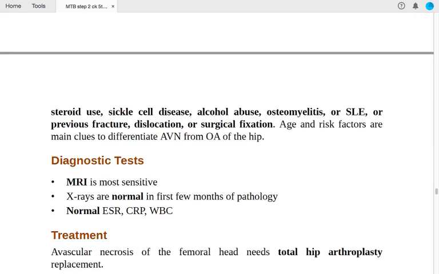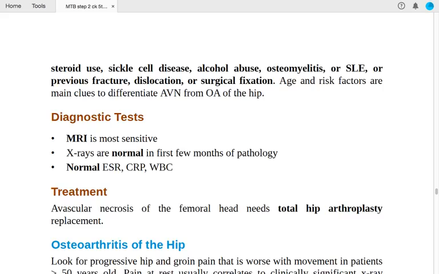Now for the diagnostic testing, we'll go for the MRI. MRI is considered to be the most sensitive test. Here you will not go for the CT, you will go for the MRI. We need to make a note of this. X-rays are normal in the first few months of pathology, and ESR, CRP and WBC are normal. So you are not going to get any extra pathology or signs and symptoms. Just normal ESR, CRP, WBC, and X-rays are also normal in the first few months, and MRI is the one considered most sensitive here.